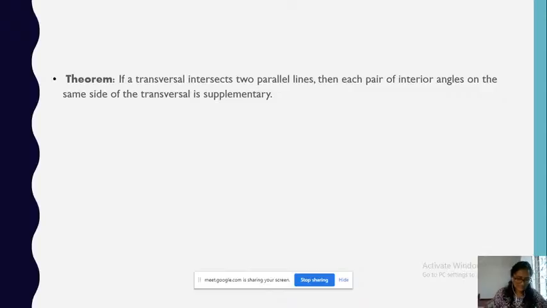Yeah, Ramya, we have seen the converses of so many theorems, right? So this is a theorem. If a transversal intersects two parallel lines, then each pair of interior angles on the same side of the transversal is supplementary. Can you try to come up with the converse of this theorem? The converse of a theorem is nothing but interchanging the given and the conclusion, the first part and the second part. So we can divide this statement into two parts. What will be the converse of this statement? Try to come up with the converse and we'll discuss that today. Do you remember what a converse is?